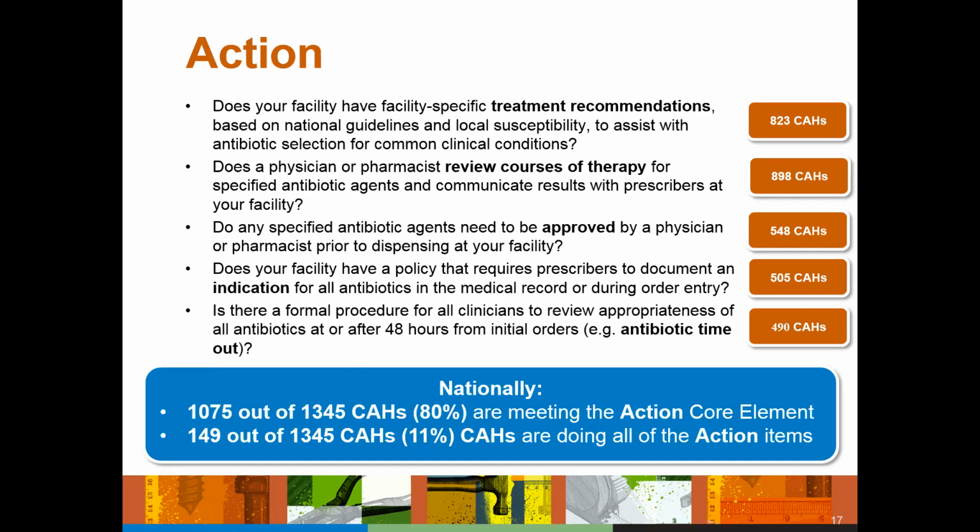So while you can see that 80% of CAHs nationally indicated in 2017 that they were meeting the action core element, only 11% of them indicated that they were doing all 5 of these things. So once you've met the standard for implementing an antibiotic stewardship program, it doesn't mean that the work is done. There's still opportunities for improvement there.